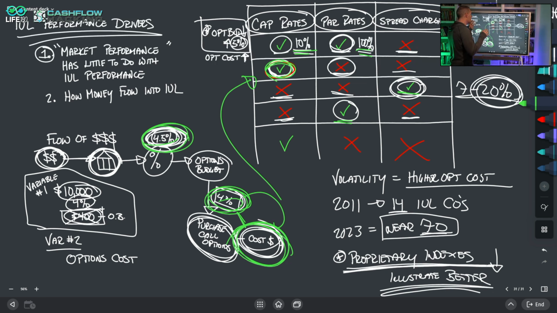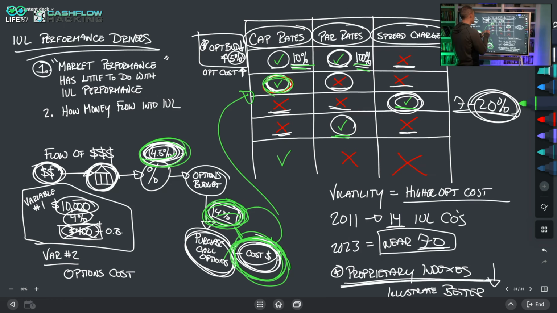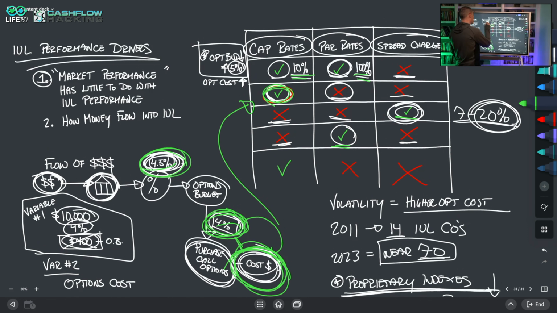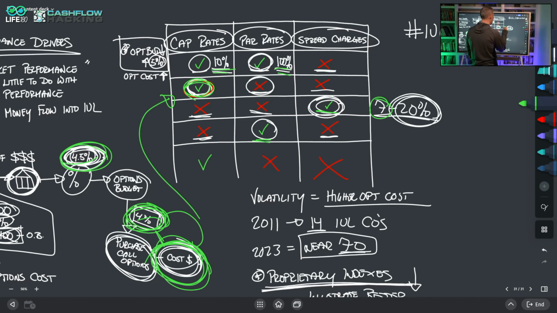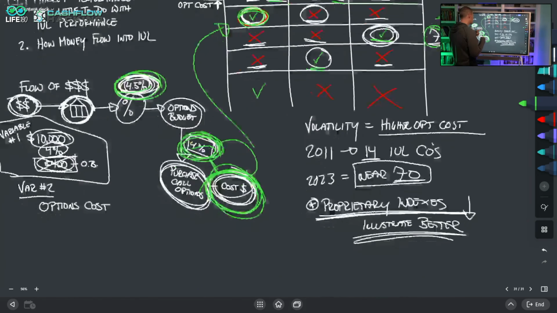So when we look at this, it's just the options budget and the options cost. It doesn't matter if the market does really well or kind of mediocre. These are the two things that drive it. If the options costs go up and the options budget comes down, then they're naturally going to have to increase the spread charge, because you can't draw blood from a rock. It's the combination of the two.